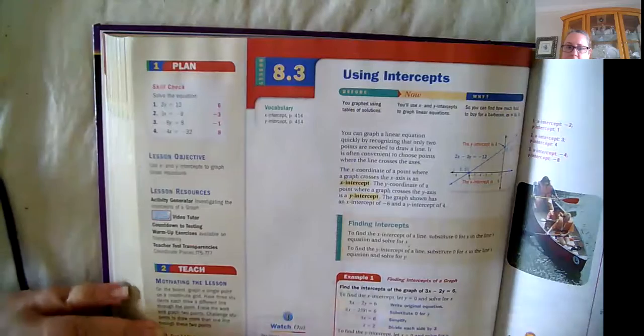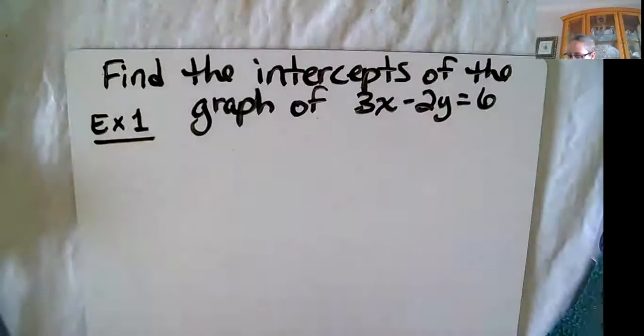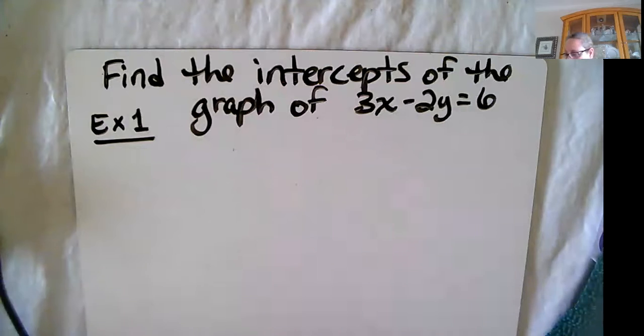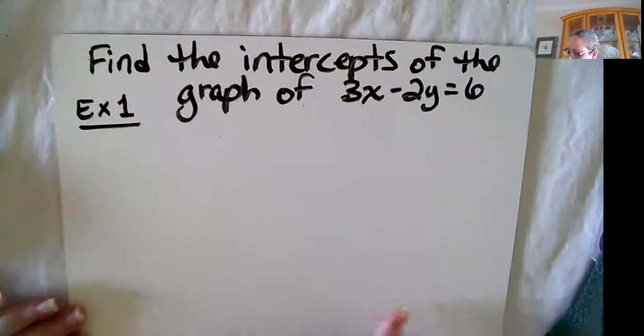8.3 is solving for intercepts or using intercepts. So this is the next method that we learn when it comes to graphing. The first example shows us how to find the intercepts algebraically, and then we learn how to graph using the intercepts. So in the previous section, we learned our first method of graphing, which is you make a table, you pick the points, you plot those ordered pairs, and you get your line.